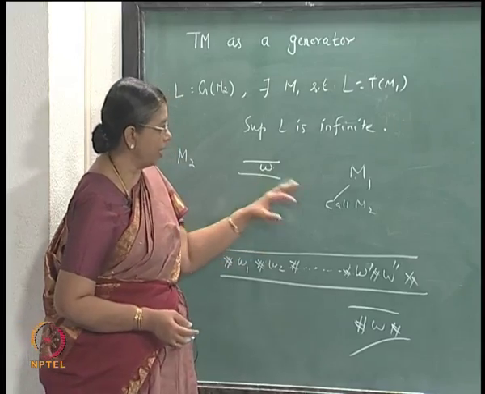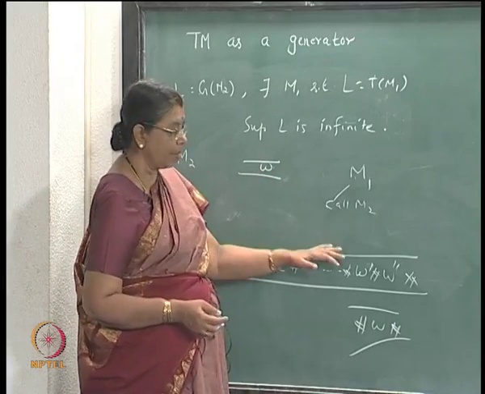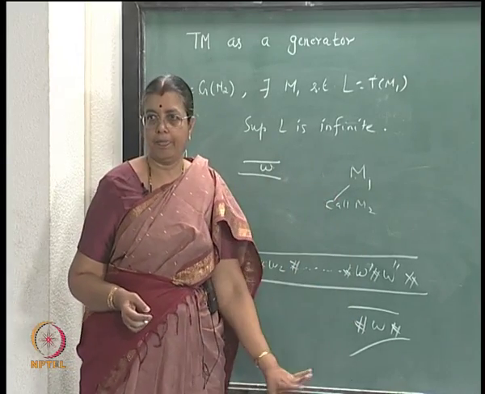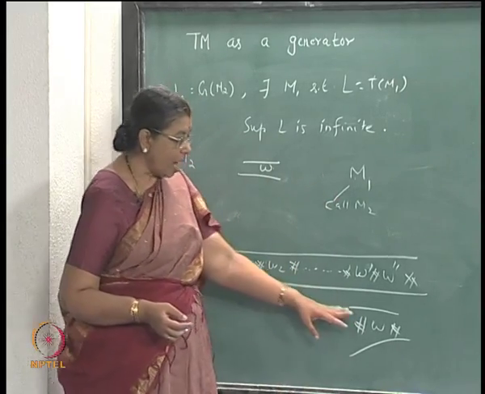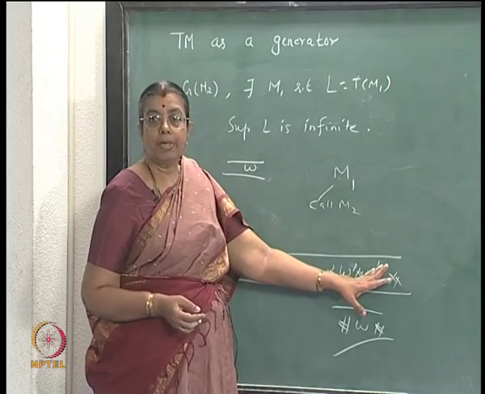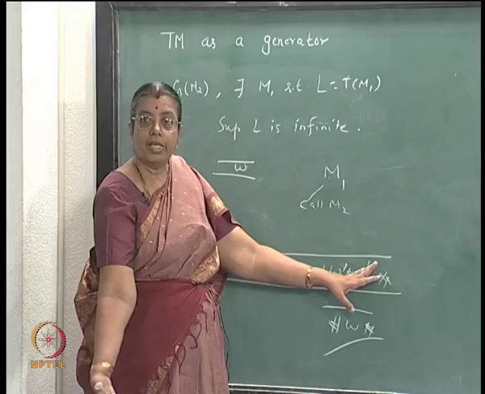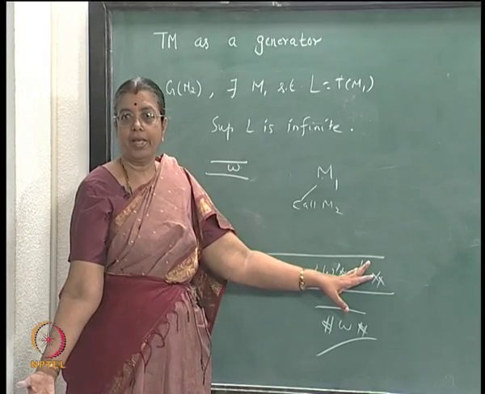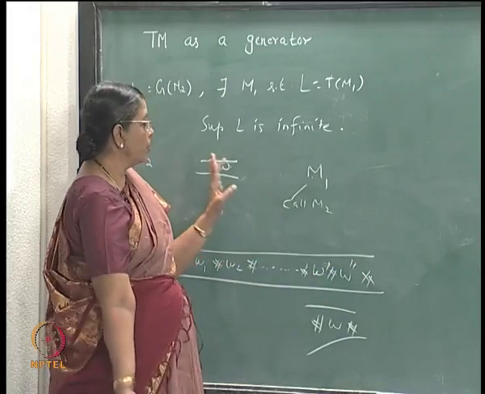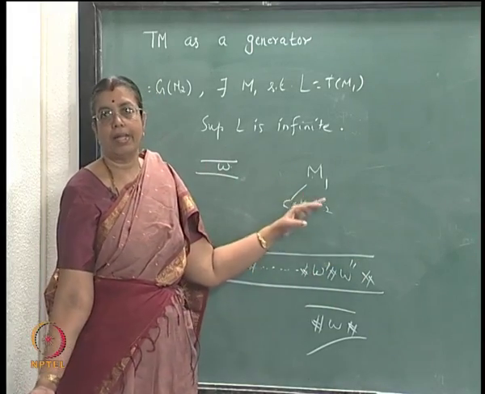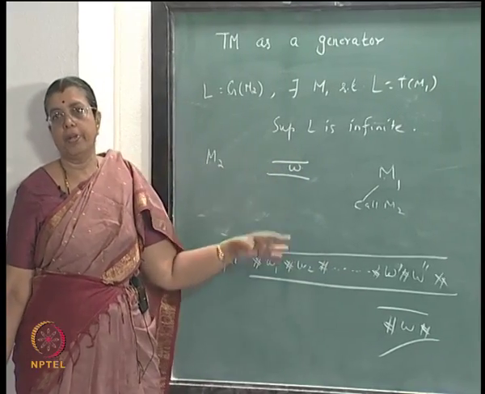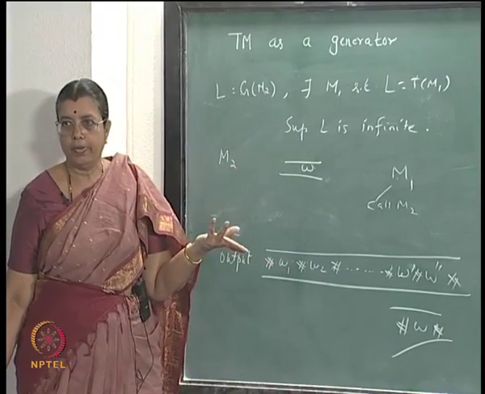So, M1 keeps on checking whether W is printed or not. If W is printed, it will halt and accept. If W is not printed, and after some W dash, W2 dash is printed which comes after W in the enumeration, that means W is not generated by the Turing machine M2. So, in this case it will halt and reject. Either way M1 will halt on the input W and say yes or no.